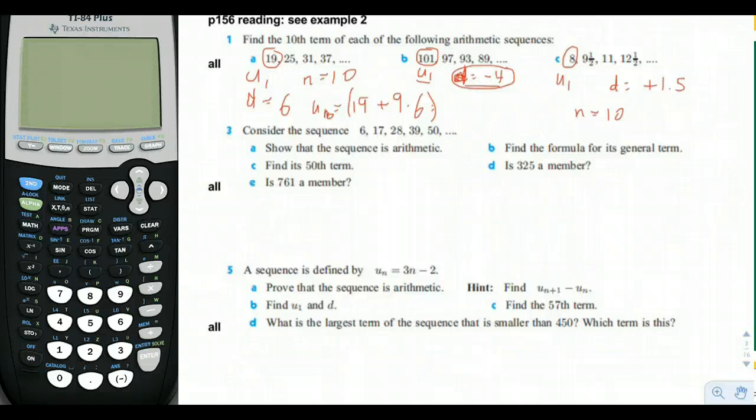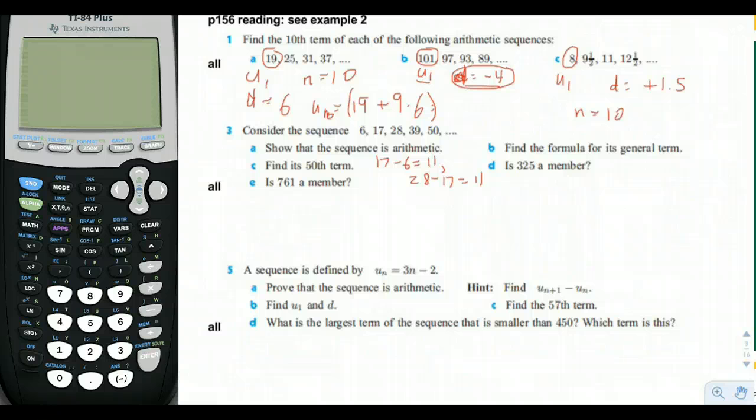It makes it easier. Consider the sequence 6, 17, 28, 39, 50. Show that the sequence is arithmetic. Well, we know it's arithmetic because 17 minus 6 is 11, and 28 minus 17 is also 11. So the difference between each of these pairs of terms is always 11. So that proves that it's arithmetic.